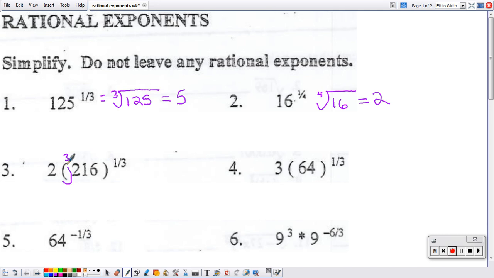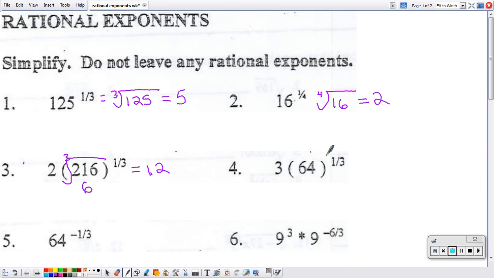root of 216. Now we want to notice that this 2 is outside the parentheses. We're going to follow the order of operations, which is exponents before multiplication. What multiplied 3 times gives you 216? 6. And then 2 times 6 is 12.